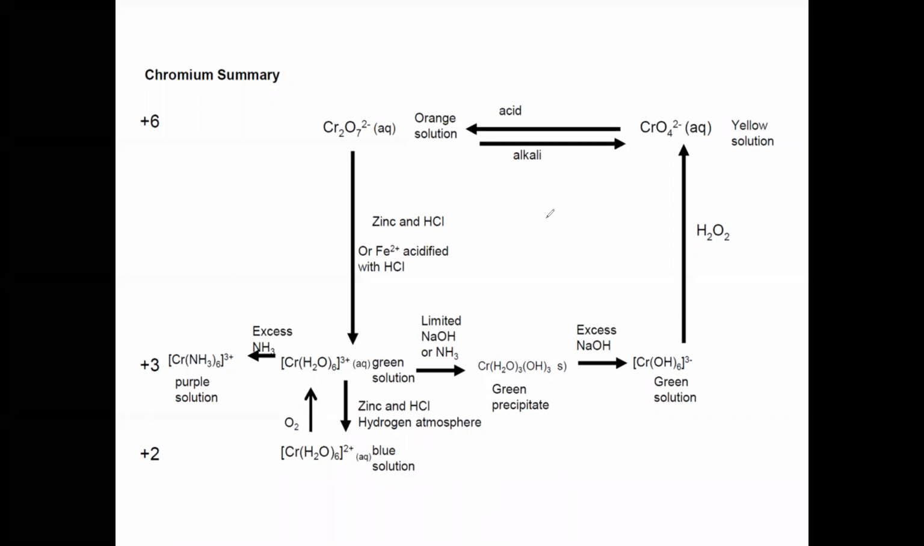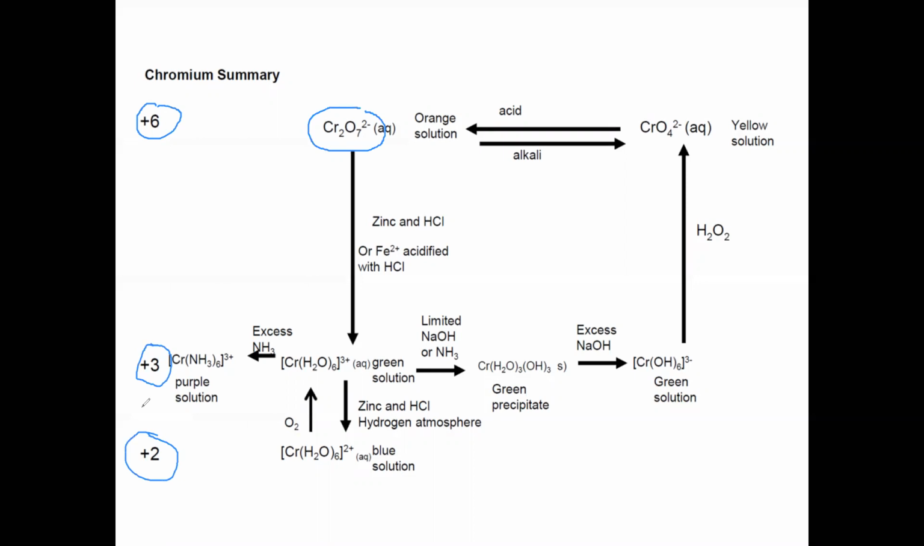This is just a summary of the reactions of chromium that we did last week. So, for example, if you have dichromate, here these are the oxidation numbers of the chromium in the compounds, because chromium can be +6, can be +3, or it can be +2.